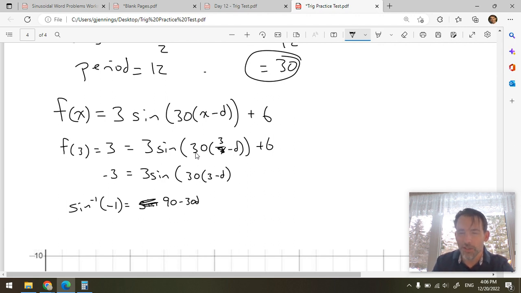Okay, let's use negative 90. Sure, fine. Doesn't matter which one you use. They're the same. So let's use negative 90 equals 90 minus 30d. Subtract 90 from both sides gives you negative 180 equals negative 30d. So d is 6.